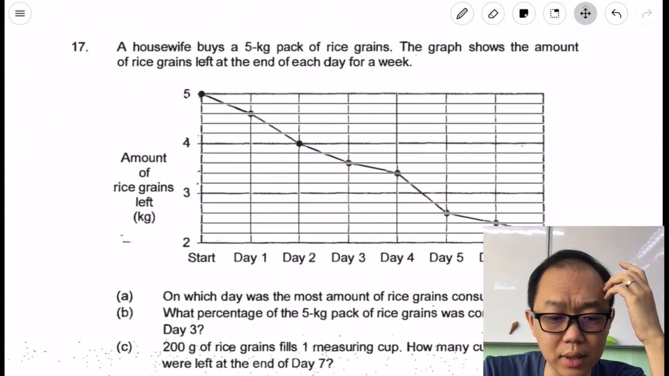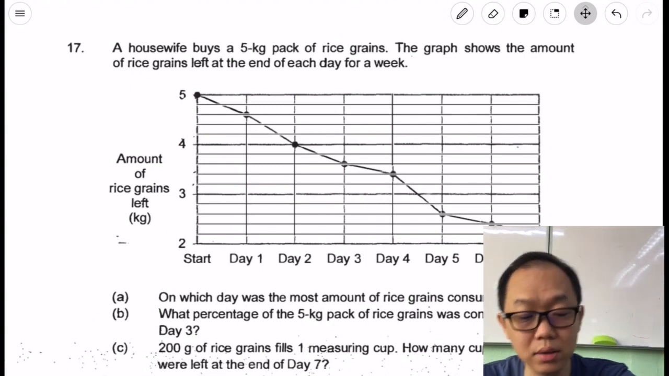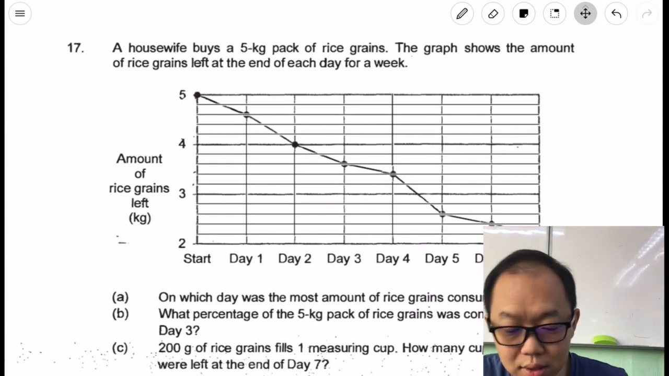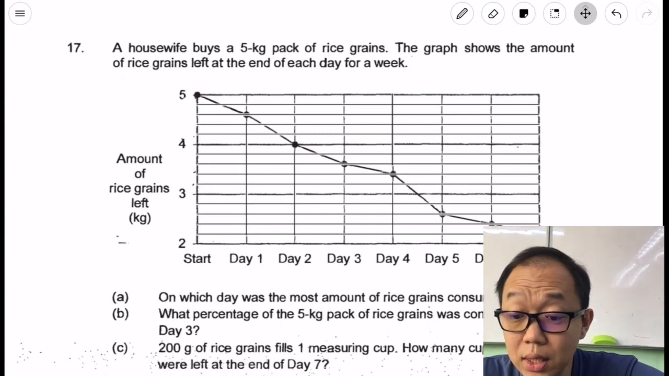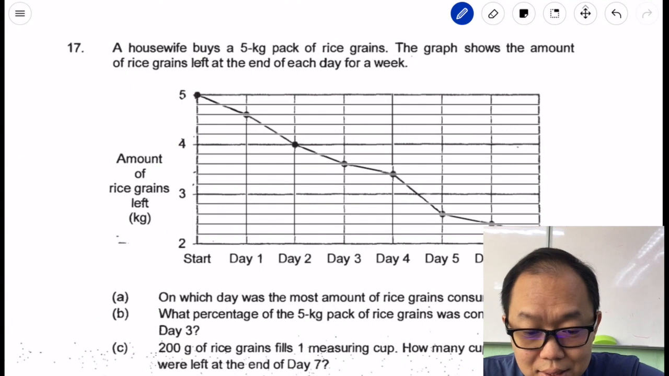Last question, question number 5. A housewife buys a 5 kilogram pack of rice grains. The graph shows the amount of rice grains at the end. Okay, so they love to eat rice. On which day was the most amount of rice grains consumed? So you want to find the most amount consumed is the biggest gap. Okay, which one is the biggest gap?